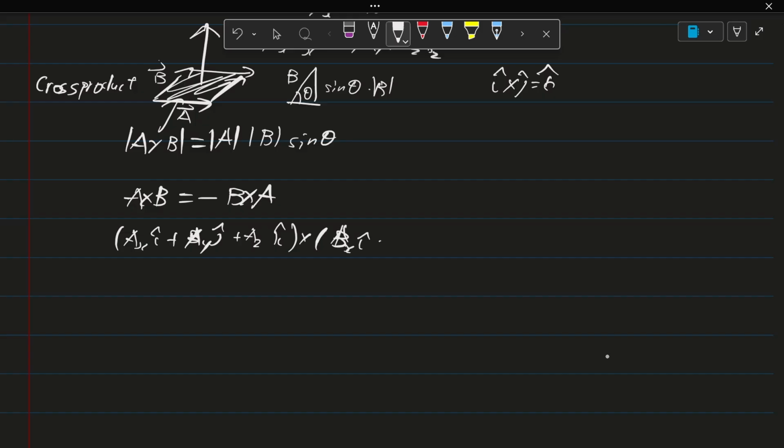Bx i hat plus By j hat plus Bz k hat, what you would end up with is, because this is distributive, you could just do the same thing as x plus y and x minus y, same thing as the dot product anyways. But then you would figure out that this relation is always true: j hat cross k hat is always i hat, and k hat cross i hat is j hat, but i hat cross i hat is 0, and same thing for any other values in which the direction is the same.